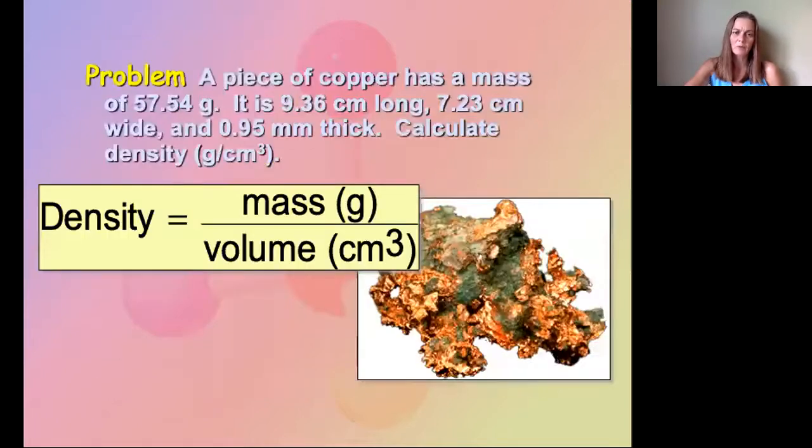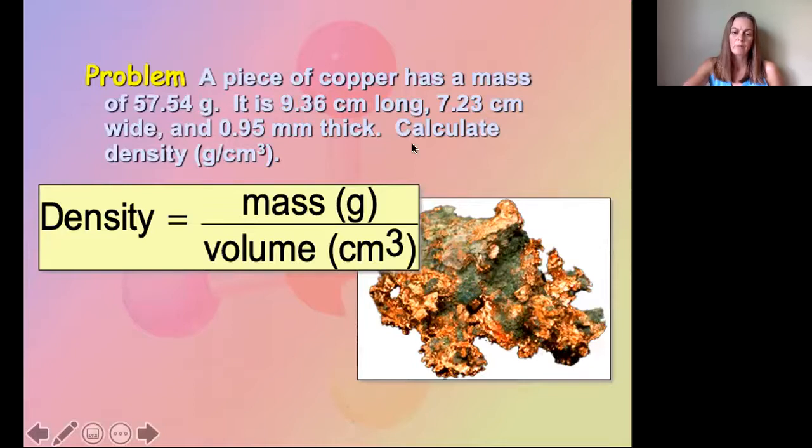So the first problem we're going to jump into tells us that we have a piece of copper that has a mass of 57.54 grams. It tells us that that same copper is 9.36 centimeters long, 7.23 centimeters wide, and 0.95 millimeters thick. And it asks us to calculate the density. So we know that we need to find the mass, well, we're given the mass, and we need to find the volume in cubic centimeters.